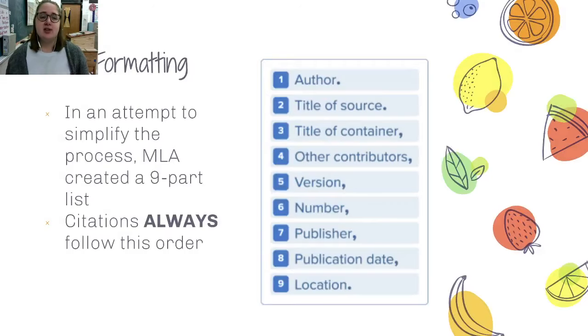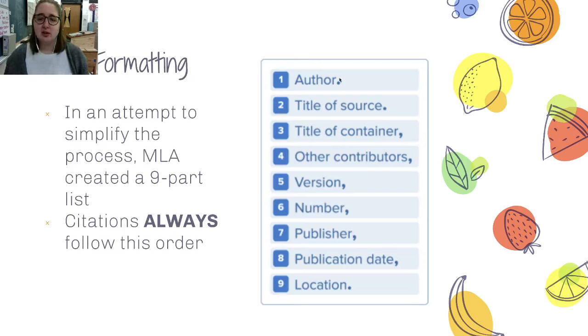A few years ago, MLA decided they wanted to try and simplify the citation process. What that meant is they decided that they only needed up to 9 things for a citation. Now, I will tell you up front, you will probably use maybe 4 or 5 of these, depending on what you're citing. But citations will always follow this order.